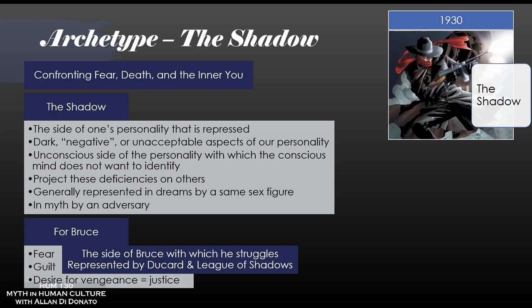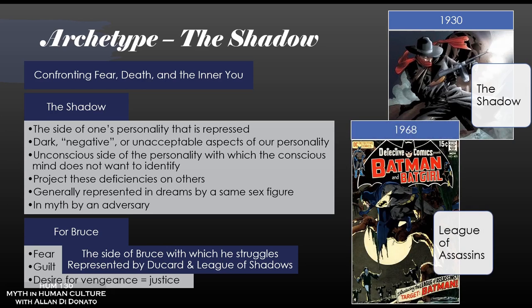But when it comes to the League as it emerges in the comic books in the 1960s, you've got a league known as the League of Assassins. Some of you may be familiar with that version of the League if you've watched any of the DC TV series like Arrow or something like that. They have the League of Assassins active in some of those shows.